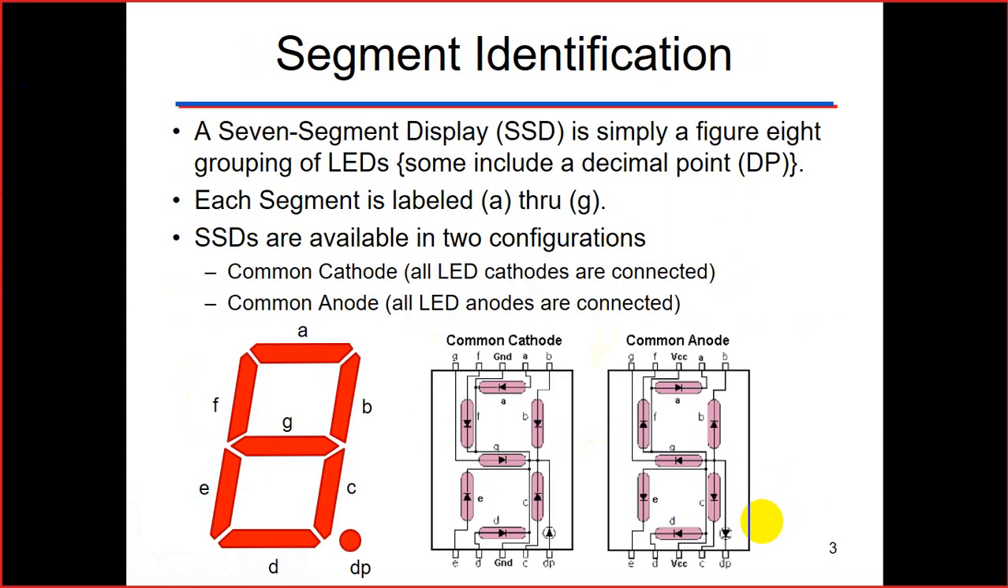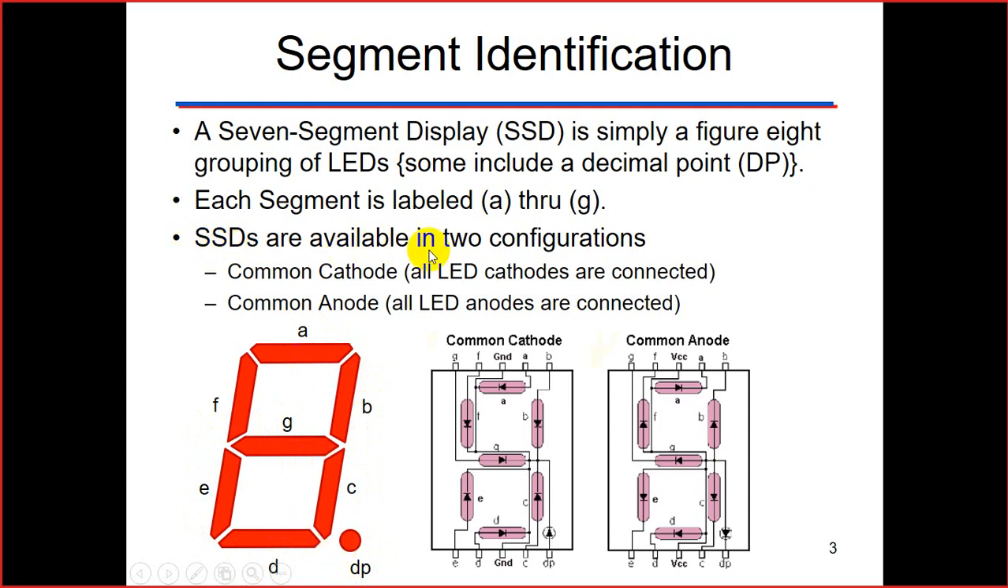A 7-segment display, sometimes in short we call SSD, is simply a figure 8 group of LEDs. Some include a decimal point. Each segment is labeled A through G. Look at over here: A, B, C, D, E, F, G, and some 7-segment displays have a decimal point, DP.